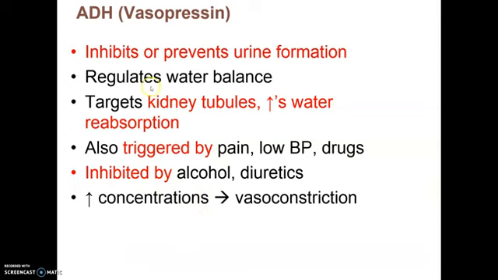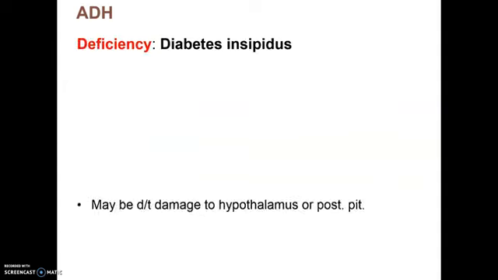Increased concentration of antidiuretic hormone causes constriction of the blood vessels. That is the reason it is also known as vasopressin. So ADH causes vasoconstriction of blood vessels and increases the blood pressure.